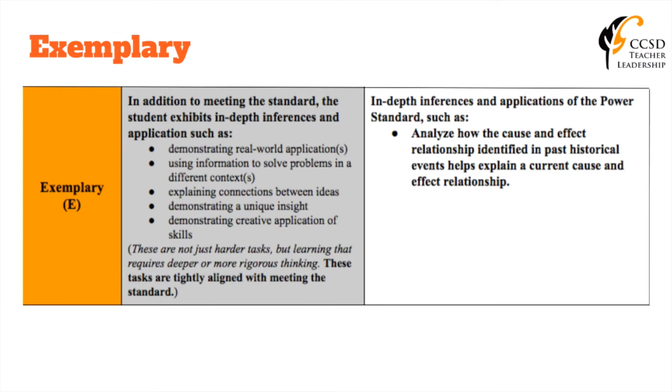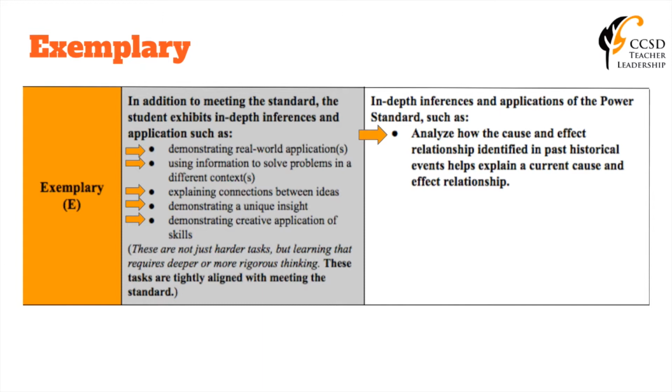When we look at the exemplary level on our proficiency scale, we see examples of how a student could exhibit an exemplary understanding of the standard. Some possible examples of this exemplary level thinking could be: they may demonstrate a real-world application of the standard, use information to solve problems in a different context, explain the connection between ideas, demonstrate a new insight, or a creative application. The descriptor for what the student will do to show an exemplary level proficiency is that they will analyze how the cause and effect relationship identified in past historical events helps explain a current cause and effect relationship.